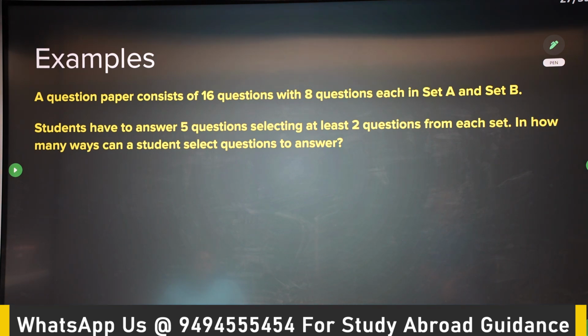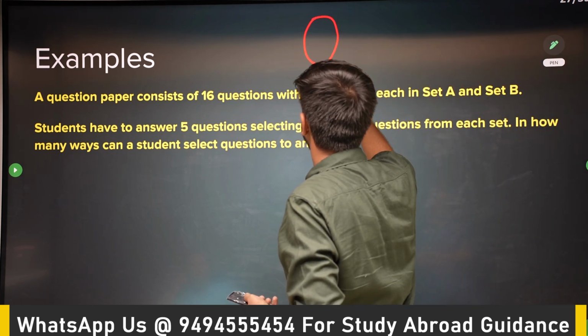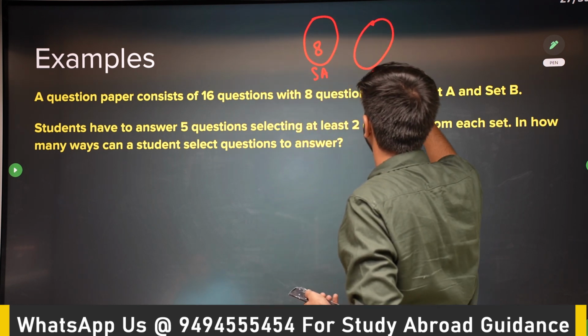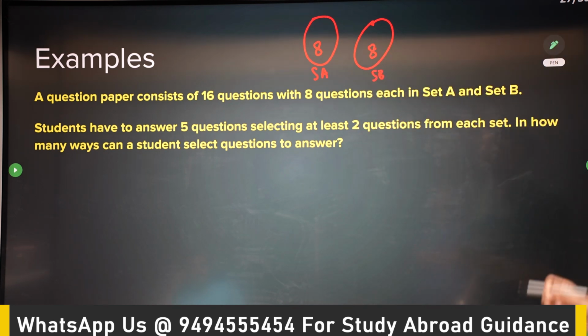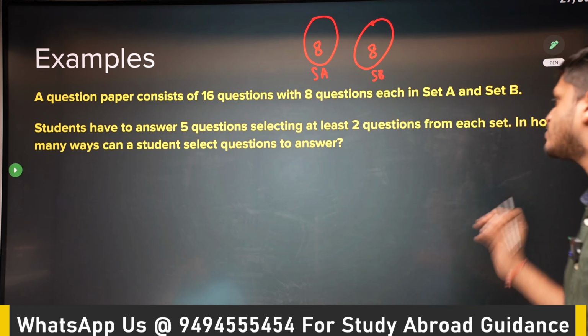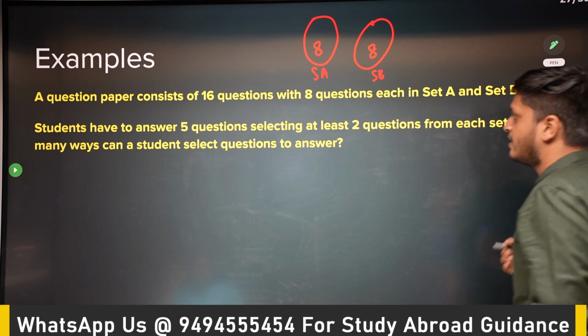A question paper consists of 16 questions with 8 questions each in set A and set B. So we have two sets. Set A containing 8 problems. Set B containing 8 problems. So there are total 16 problems. Students have to answer 5 questions, selecting at least 2 questions from each set. In how many ways can a student select questions to answer?